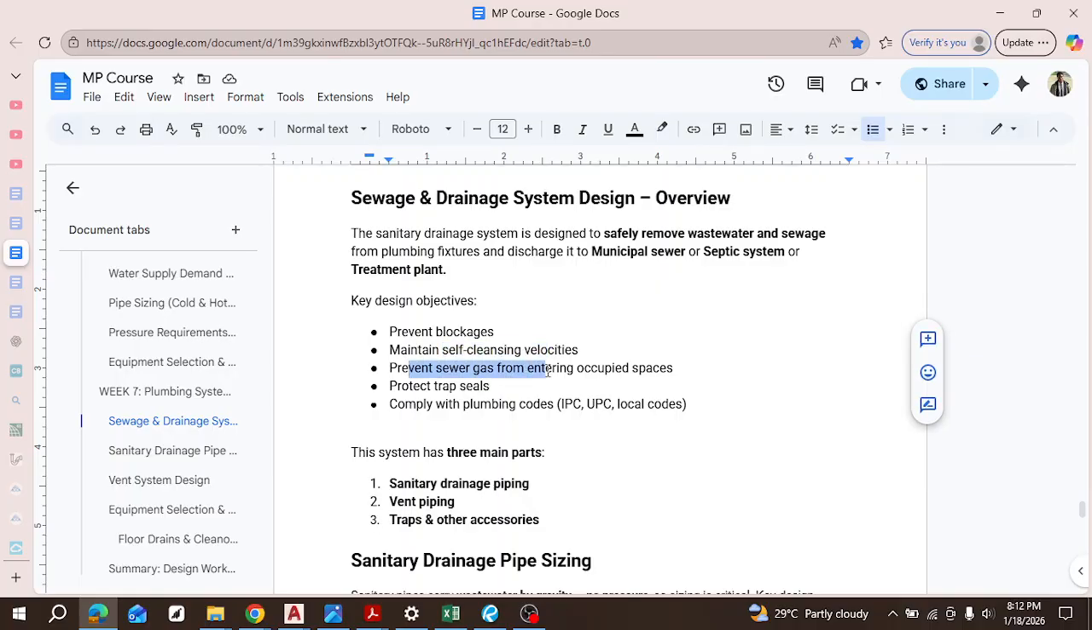Then to prevent sewer gases from entering unoccupied space. Then to protect trap seals. As we go on, we'll see what trap seals are. And then it must comply with plumbing codes. These kinds of systems are very sensitive, and it takes a little mistake or error that will make you not comply with plumbing codes. So with time, you get more used to using plumbing codes, and there are some things you just know. So all these five add up to make it a safe removal of wastewater.